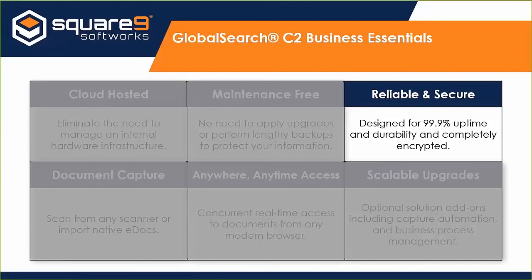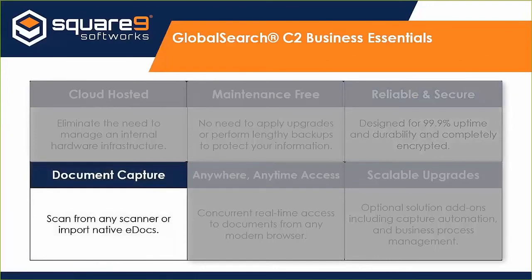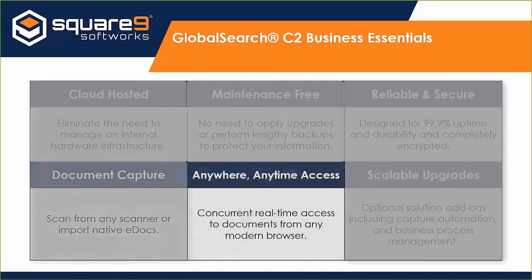Getting those documents into this solution is a breeze. You can scan from any desktop scanner or multifunction device. Using a multifunction device with scan-to-folder capabilities, our Direct Connect solution will automatically watch the folder being scanned to and automatically ingest those documents for indexing. You can also import any native e-document formats that you have, like Word documents, spreadsheets, or existing PDFs.